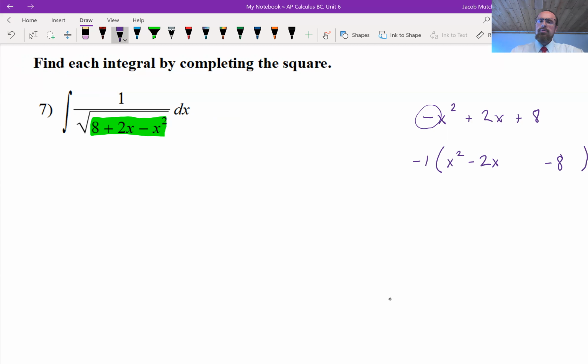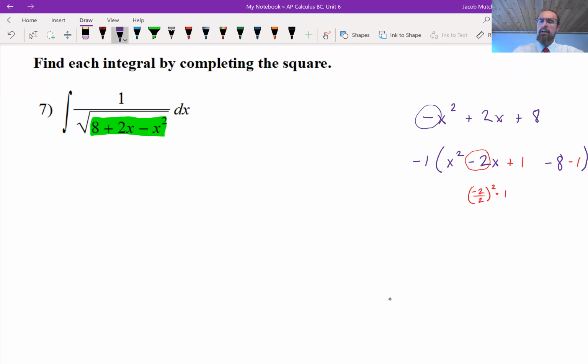So I've left my 2 spaces so that I can complete the square. So recall, I take the b term, negative 2 divided by 2, and square it. And that's going to give me plus 1. And then I need to also subtract 1 to keep the balance.